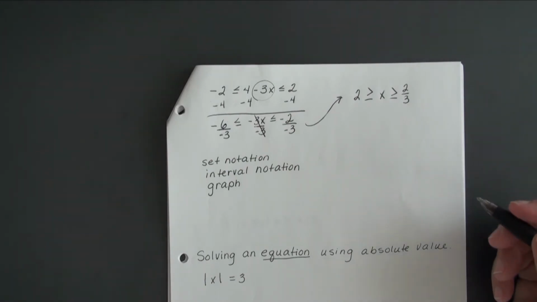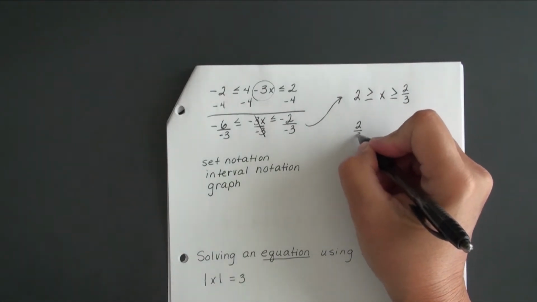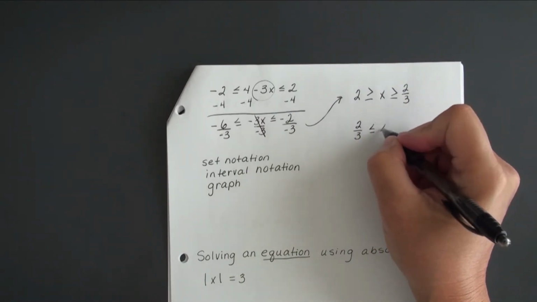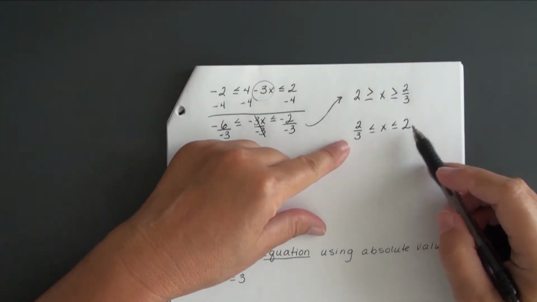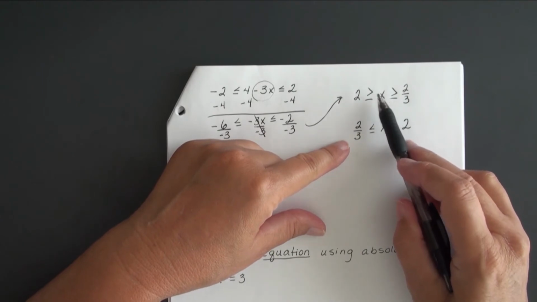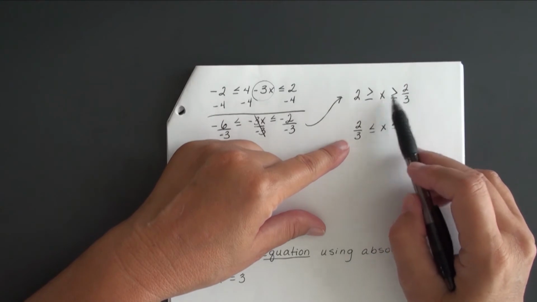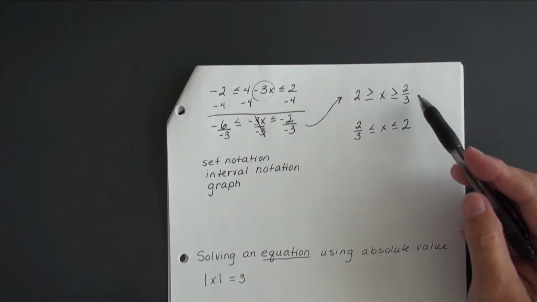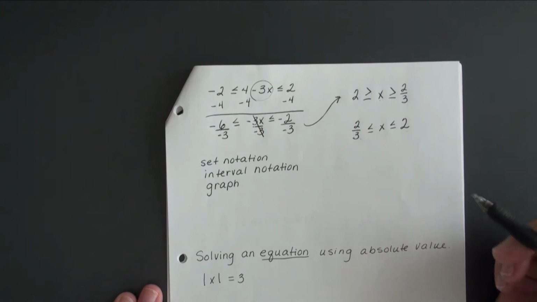Now, before we write this in interval notation, the smaller number must be on the left. So I am going to rewrite this as x is between 2/3 and 2. And notice the arrows. Here this says x is less than or equal to 2. That's what this says right here. This says x is greater than or equal to 2/3. That's what that says right there. So if you switch it where the smaller number is on the left, you'll again change the signs back.